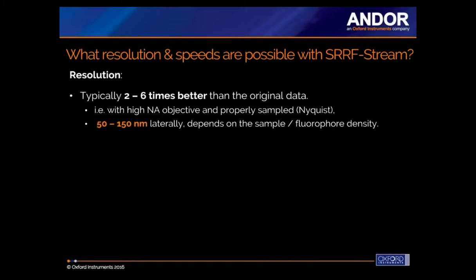So what resolution and speeds are possible from SRRF stream? Resolution wise, typically 2 to 6 times better than the original data is possible. So that's using a high NA objective and ensuring that the image itself is properly sampled according to Nyquist criteria. So that means that 50 to 150 nanometers of lateral resolution is possible depending on the sample and the fluorophore density. So a low density of fluorophore will tend towards giving a higher resolution. Likewise, taking more samples will provide improved resolution as well at the expense of lower speed.